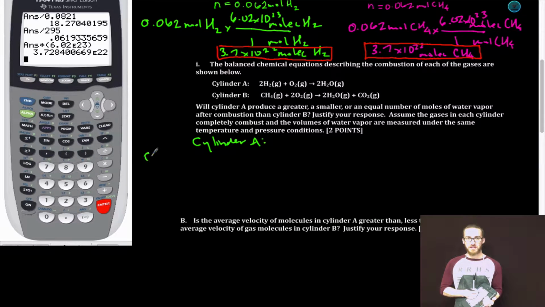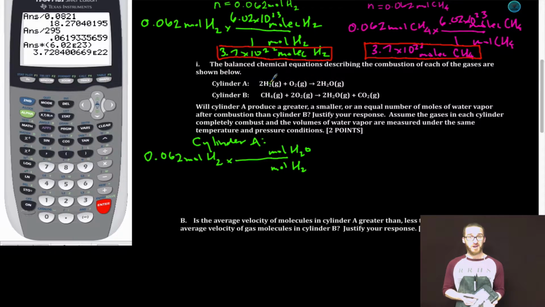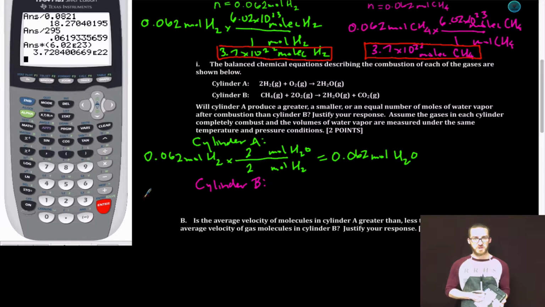I know that in that cylinder I have 0.062 moles of hydrogen. Look at the equation that I'm given for the combustion of hydrogen. The relationship between water and hydrogen is a 2-to-2 relationship. So if I completely combust 0.062 moles of hydrogen, I'm going to get 0.062 moles of water. Cylinder B. Again, I'm starting with the same number of moles of gas, 0.062 moles of methane.